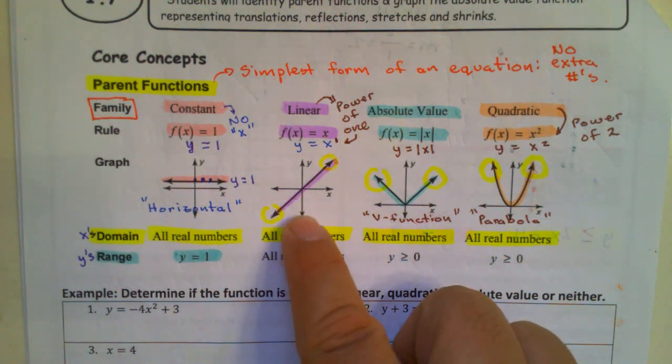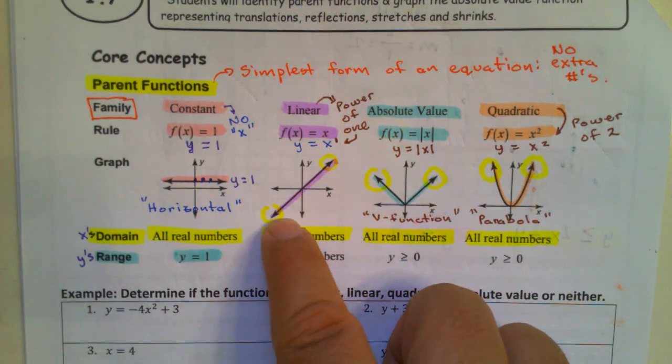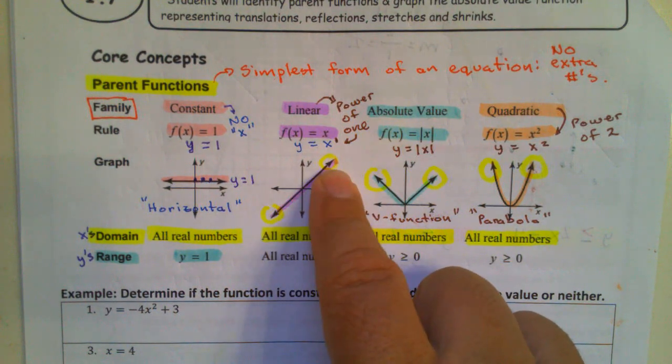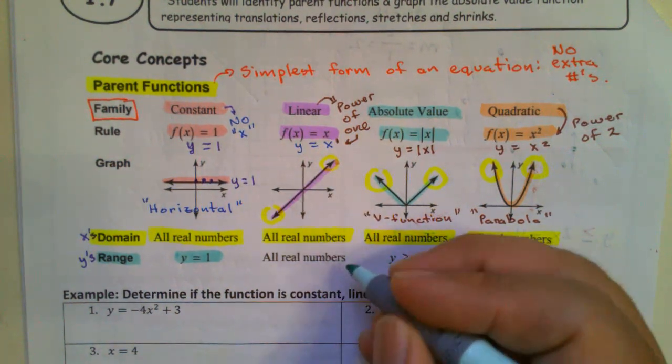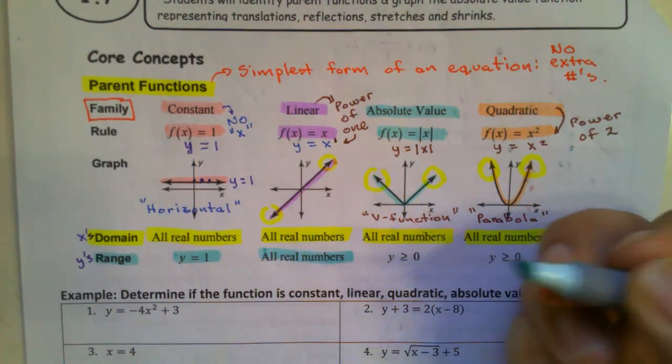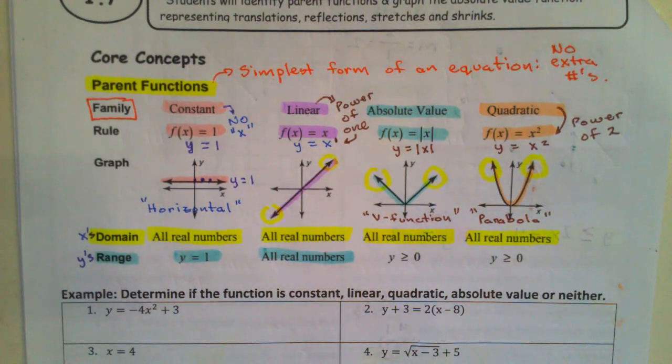Now here, if I ask you, well, does it go down forever? Absolutely. And over here, well, does it go up forever? Yeah, it does. So that's why if you notice, the range is also all real numbers, but we're asking about up and down, not left and right.